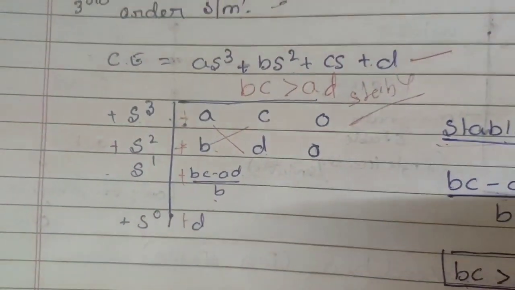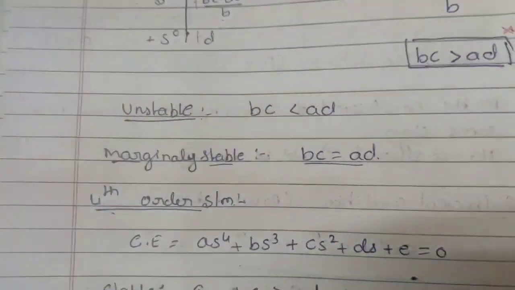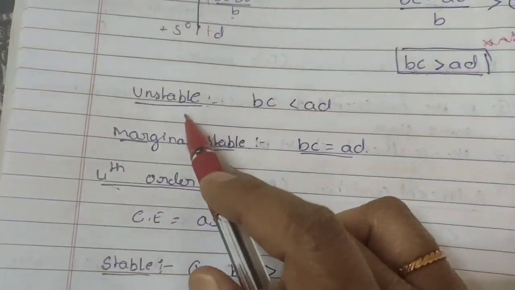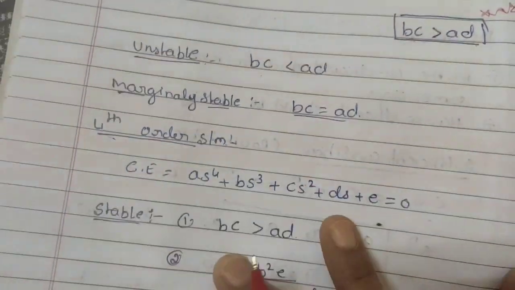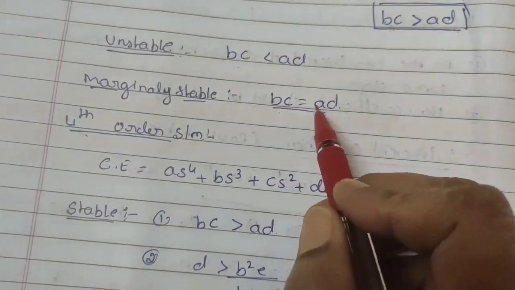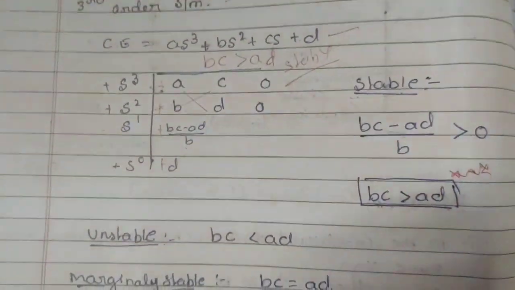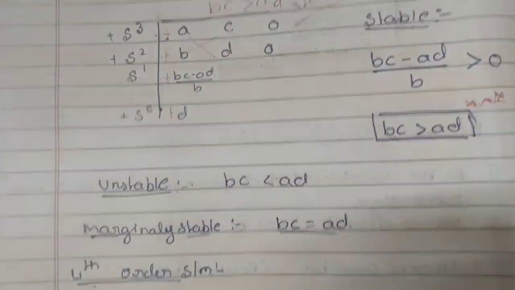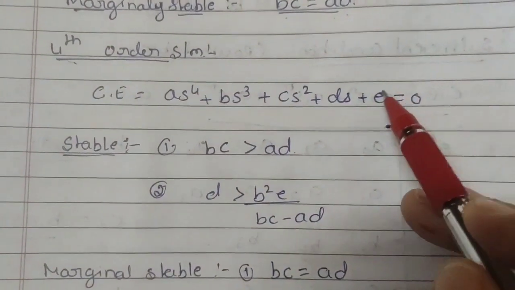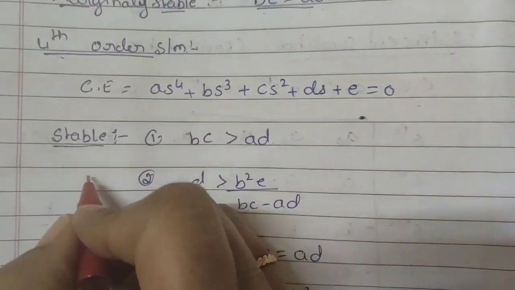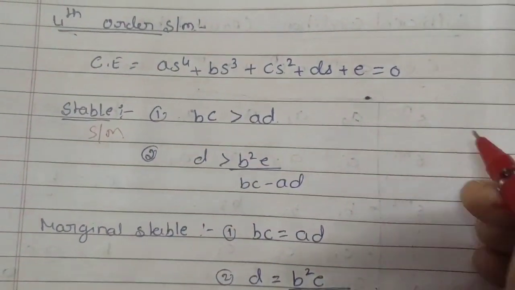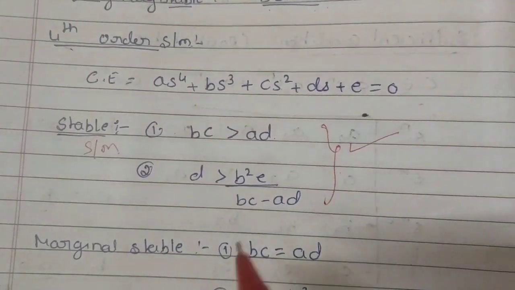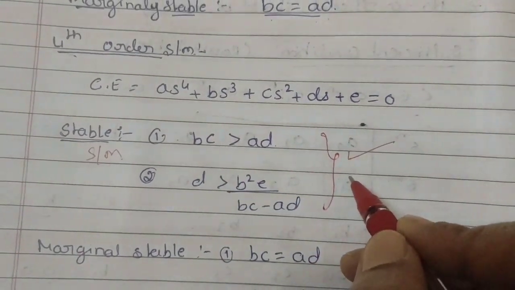So for stable, BC should be greater than AD. For unstable, BC should be less than AD. For marginally stable, BC should equal AD. So check these conditions and you can easily come to know whether the system is stable or not. For a fourth order system, this is the characteristic equation, and for a stable system these are the conditions. Both conditions should be satisfied for a stable system.